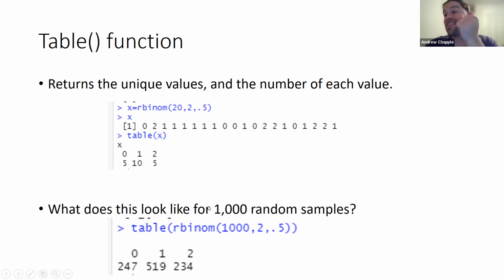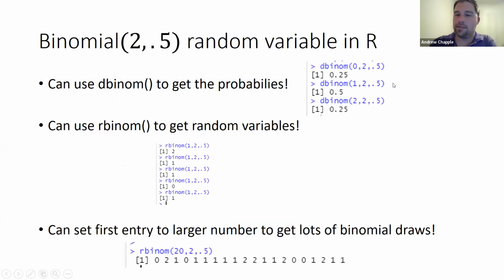What if I flip 1,000? If I do this 1,000 times, I can do this with table of rbinom 1,000. I'm doing it 1,000 times, I've got 2 flips each time and a probability of success 0.5. I get 247 zeros, 519 ones, 234 twos, which are close to these true probabilities. Again, with random samples, we don't actually know the truth. We're just trying to estimate it based on taking random samples. In this case, we make an assumption about where our data comes from. If we have a coin, we know it's fair.